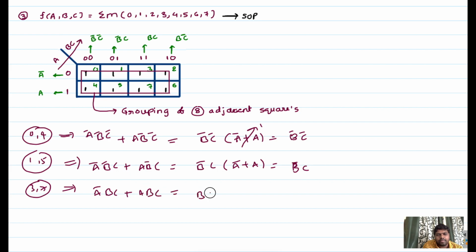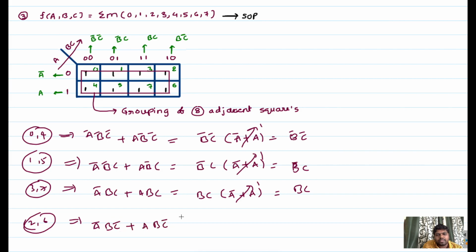So if I am taking bc as a common factor, I will get a bar plus a, so this will become 1. So what you will get is bc. And if I am taking 2 comma 6, here I am writing a bar bc bar and a bc bar. The common factor here is bc bar, so I will get bc bar. So these are the possible ones.